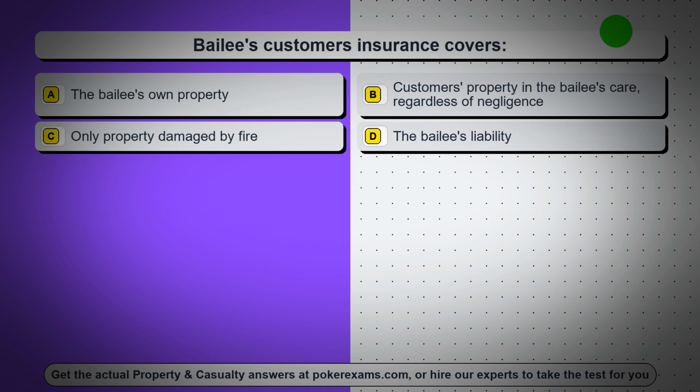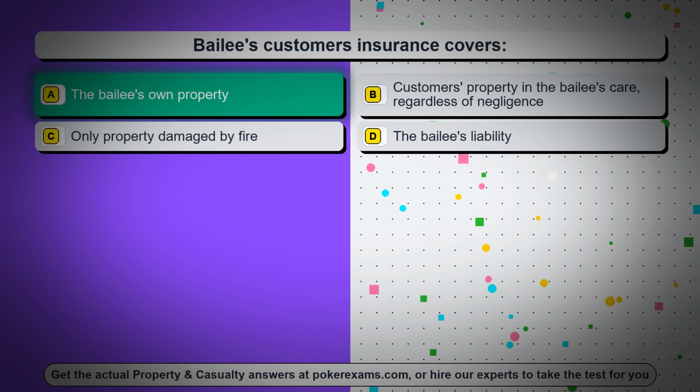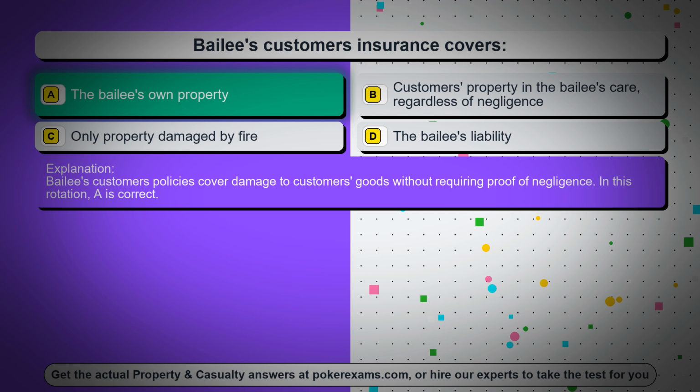Question 96. Bailee's customers insurance covers: Option A, the bailee's own property. Option B, customer's property in the bailee's care, regardless of negligence. Option C, only property damaged by fire. Option D, the bailee's liability. The correct answer is option A, the bailee's own property. Bailee's customers' policies cover damage to customers' goods without requiring proof of negligence. In this rotation, A is correct.